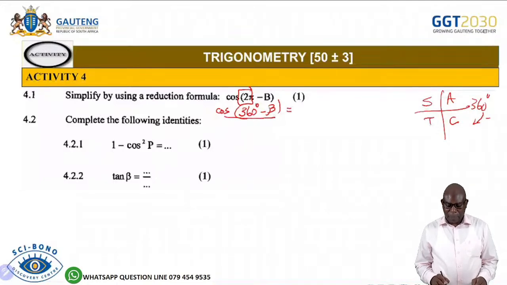So which means that I must write what? Cos of B. It's not beta, it's B. Cos of B. So my answer is nothing else but cos of B.